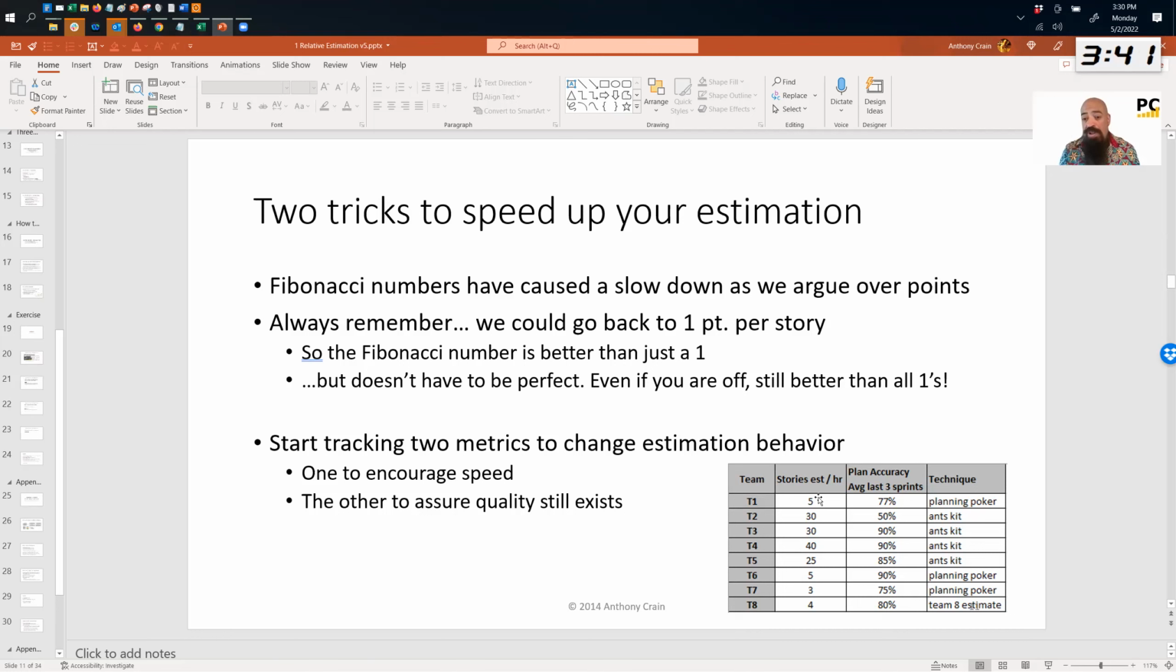Those using straight up planning poker got 5, 3, 5, 5, 3, 4. And then in terms of accuracy, check this out: 90%, 90%, 85%. This team here only had 50% accuracy, so they didn't do so well. With planning poker, we had 77%, 90%, 75%. And one team had their own estimate style, and they only got 4 stories done, but they were 80%. So overall, it had much more to do with how mature the team is than which technique they were using.